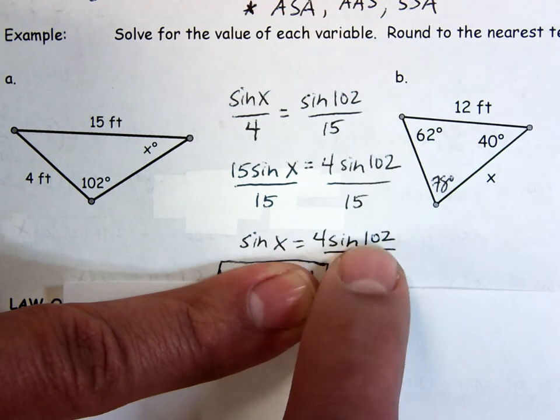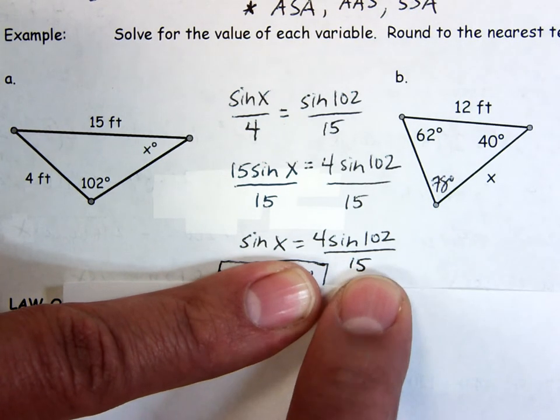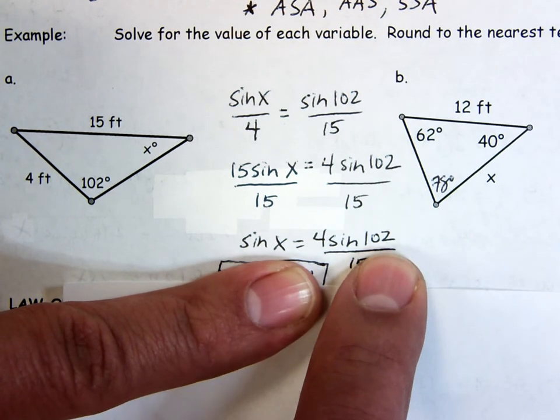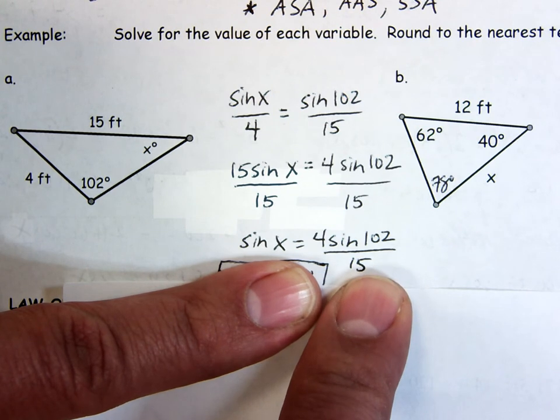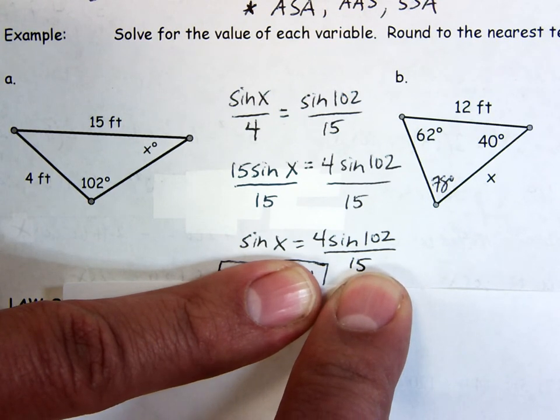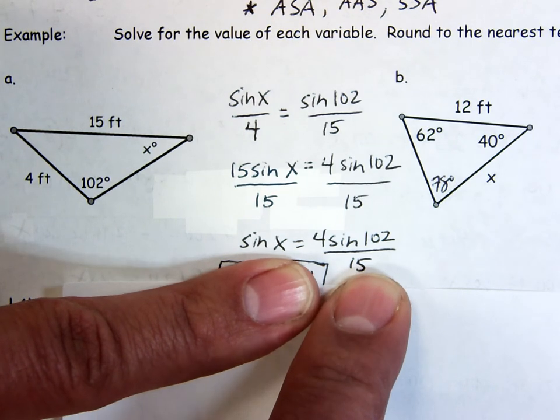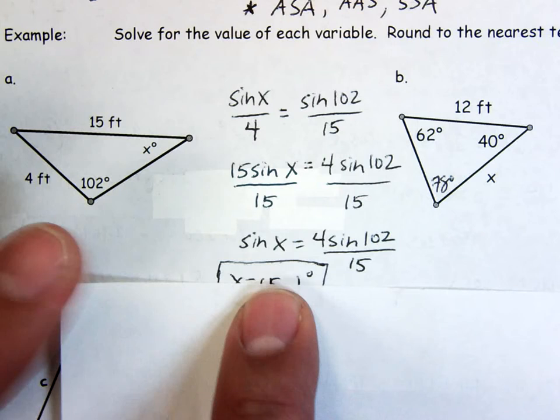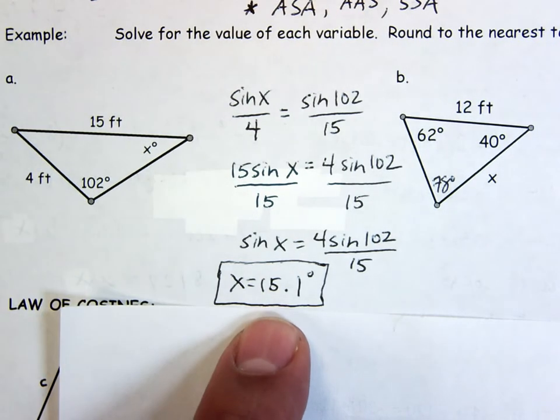I can put this whole mess into the calculator. 4 sine 102 divided by 15. It'll give you an ugly, ugly decimal. Then that's the sine of x. So to get the angle measure, I'll then just hit inverse sine, and I'll get that my angle is 15.1 degrees.